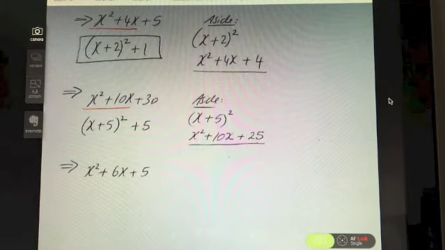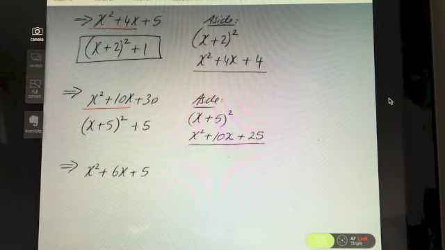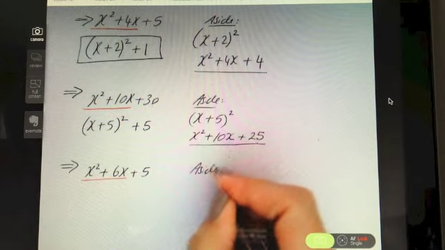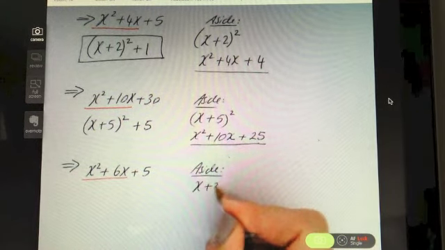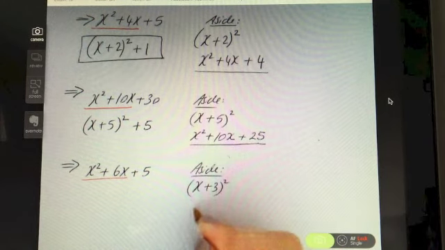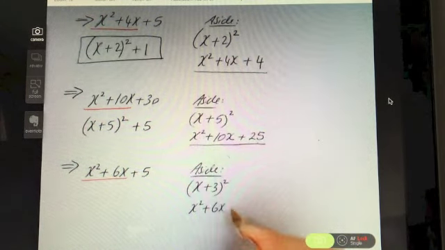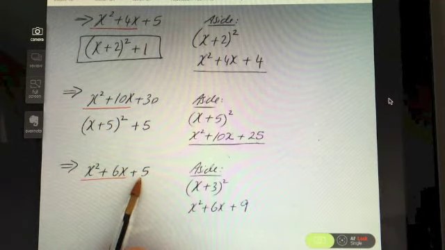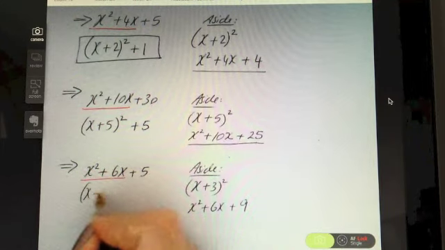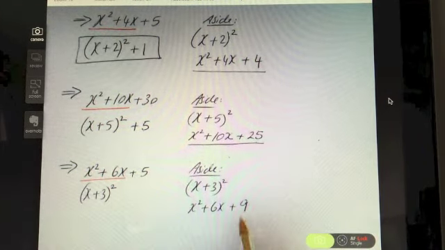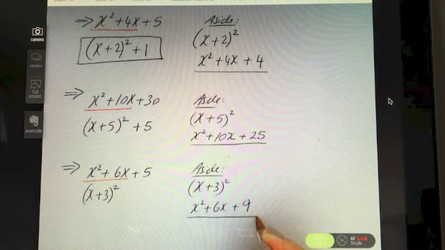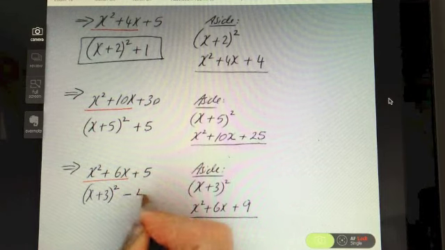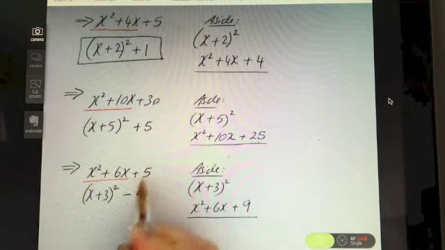Right, try this question, pause the video and see how you get on. So again, I know my middle term is 6x, so we must be dealing with the expansion x plus 3, because x plus 3 squared would give me square the first, double the product of the two, square the second, of course, would give me 9. Now that's not what I want, just 5. So if I'm talking about x plus 3 to be squared, and that gives me x squared plus 6x plus 9, what would I need to do now to get it to 5? Well, I'd need to take away, in this case, 4. So 9 take away 4 will give me the 5.